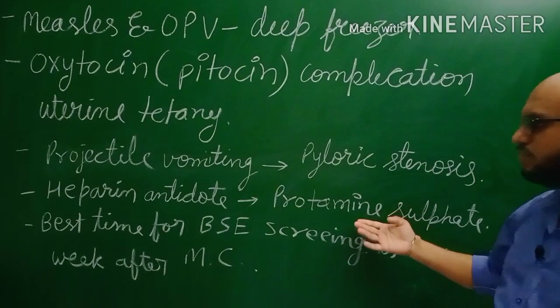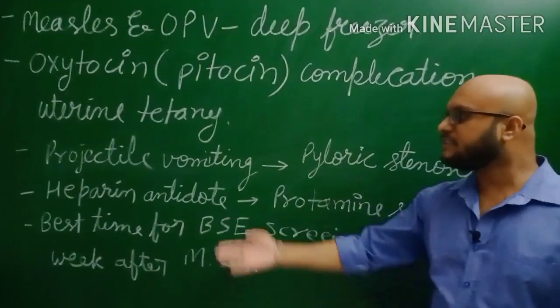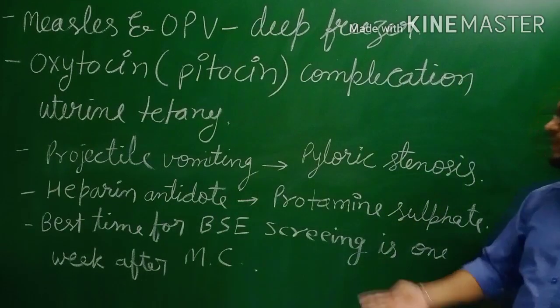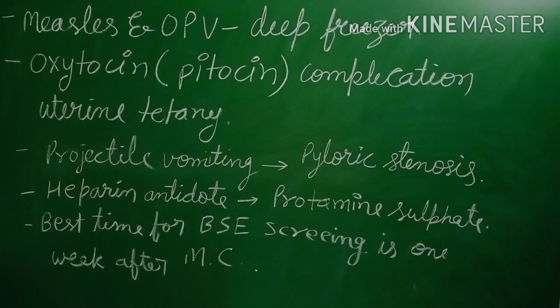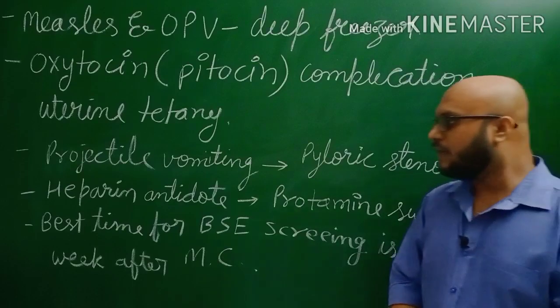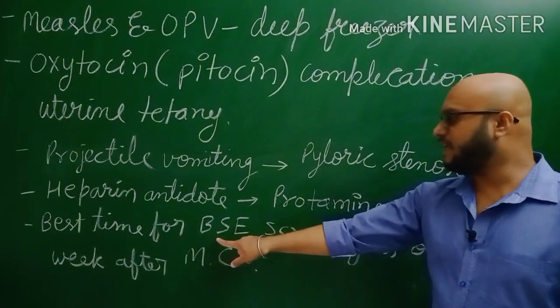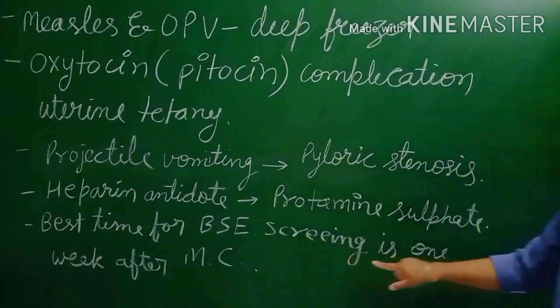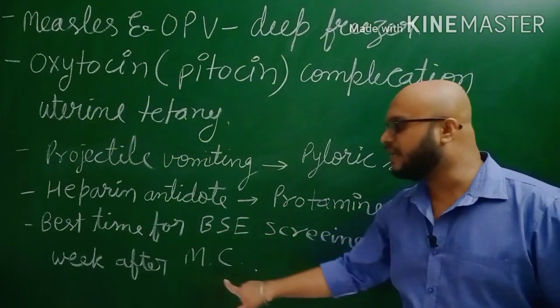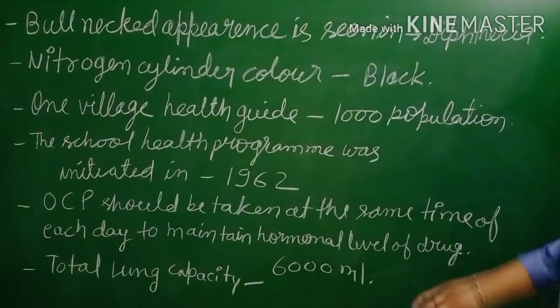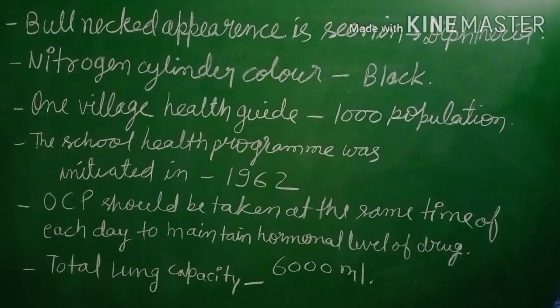Most important question, heparin drug's antidote. Heparin's antidote is protamine sulfate. Protamine sulfate is the antidote of heparin. Next, the best time for breast self-examination is 1 week after the menstrual cycle. Bull-necked appearance is seen in diphtheria.